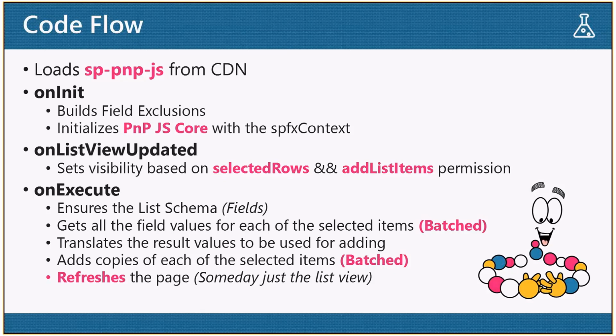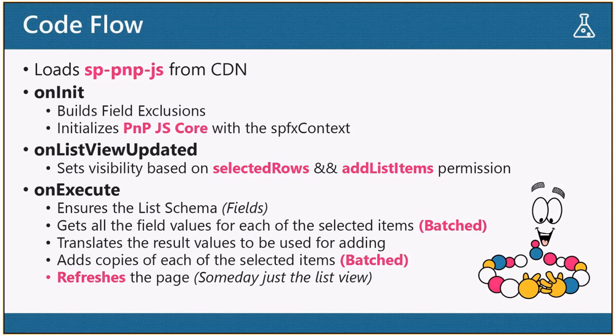So we're going to get each of the selected items. We're going to get all those field values. We're going to use the expand where necessary, right? So that's on user fields, right? Lookups, all that stuff. And then we're going to batch that all up so we get those all in a single request no matter how many items they selected.